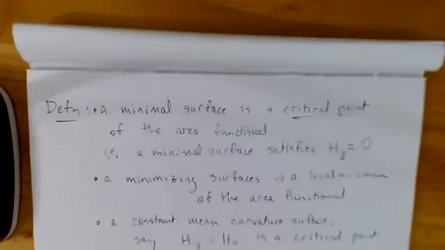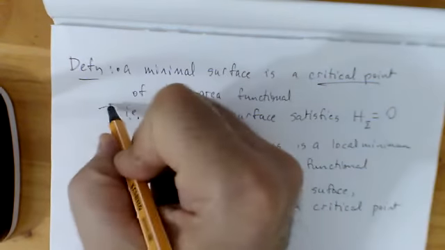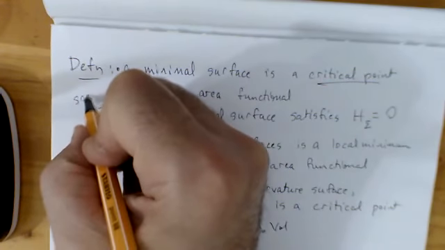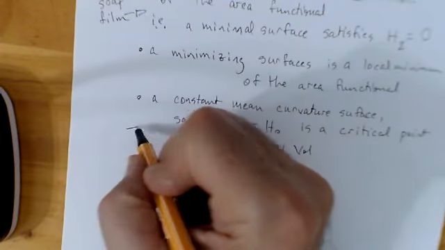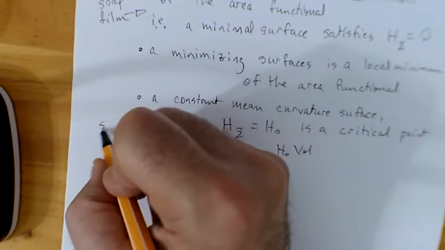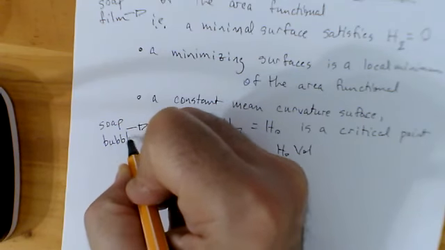So the physical interpretation is that a minimal surface corresponds to a soap film, whereas a constant mean curvature surface corresponds to a soap bubble.